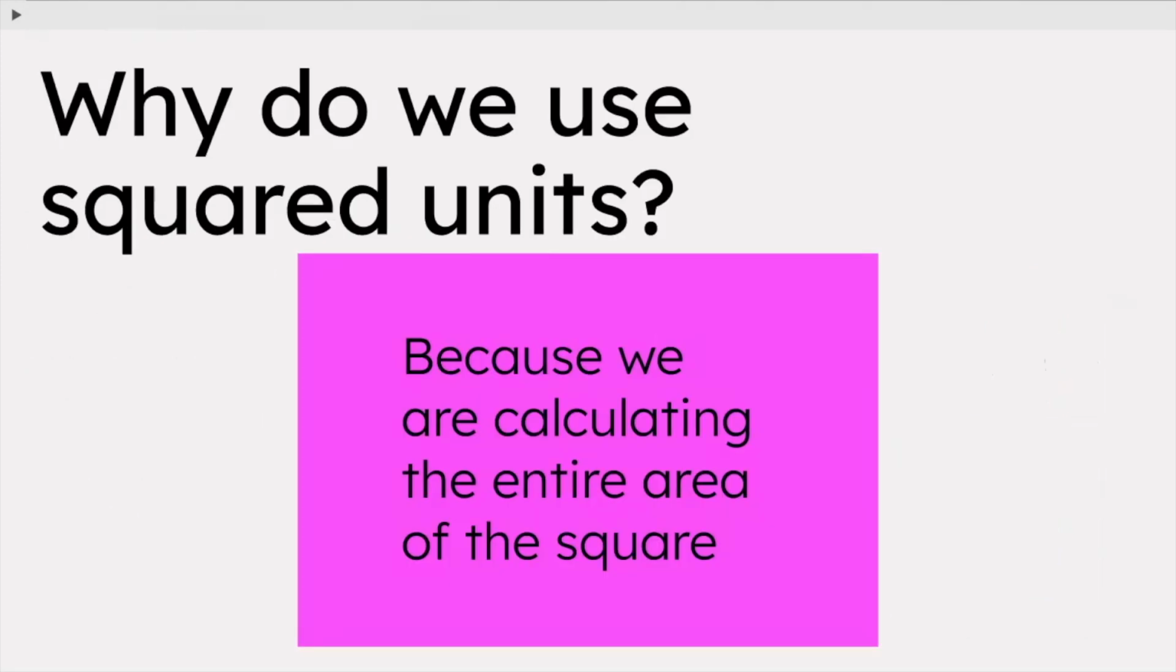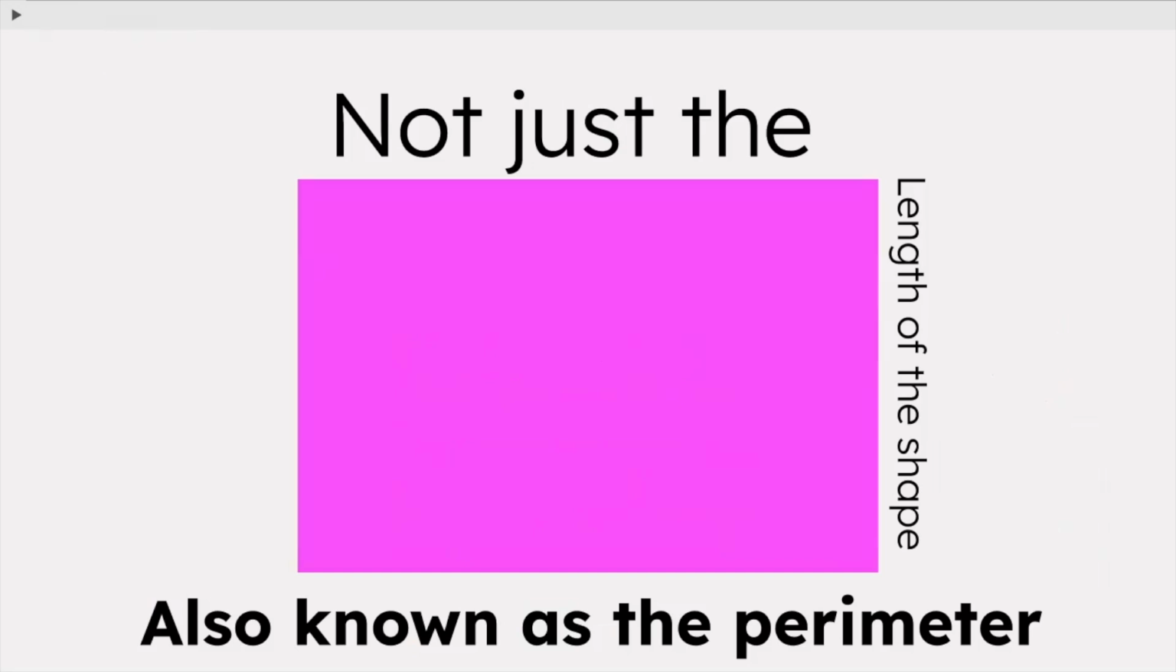Why do we use squared units? Well, we use squared units because we are actually calculating the entire area of the square. We are not just calculating the length of the shape, which is also known as the perimeter.